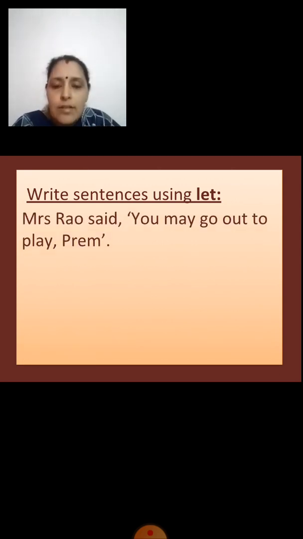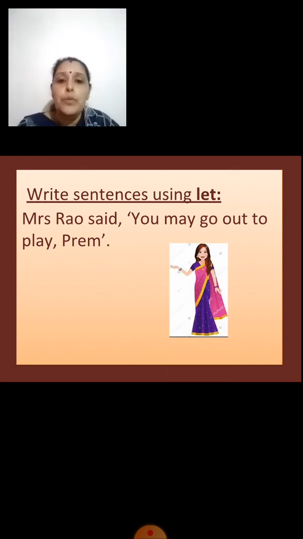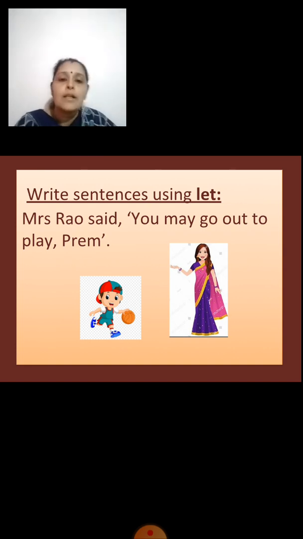See the sentence. Mrs. Rao said, "You may go out to play, Prem." It is a direct conversation between Mrs. Rao and Prem. Mrs. Rao is telling Prem, you may go out and play. So it's a direct conversation here. Mrs. Rao is allowing Prem to go out and play.